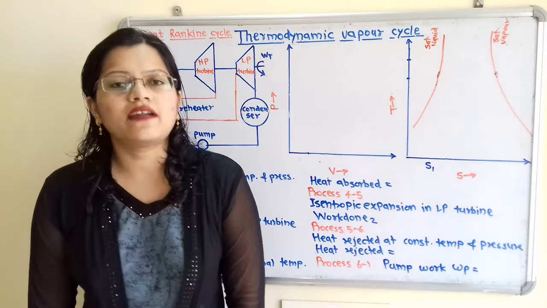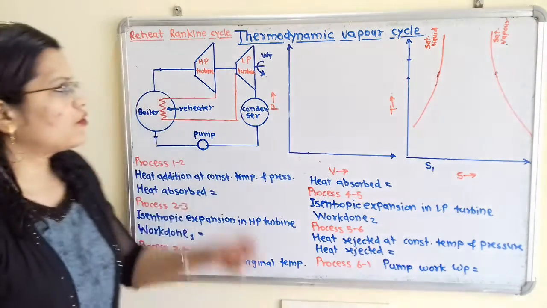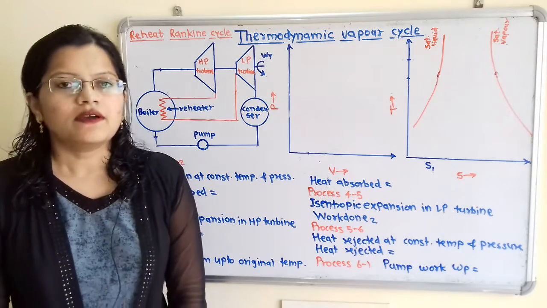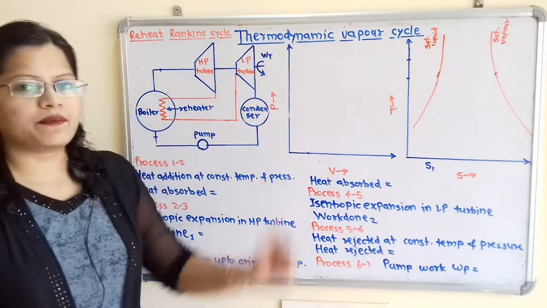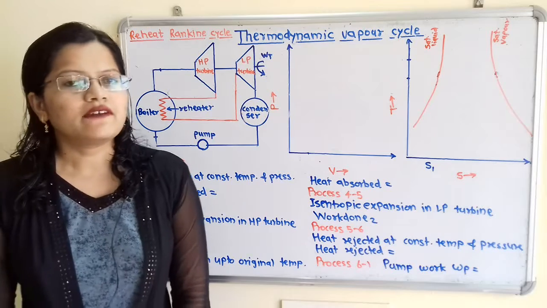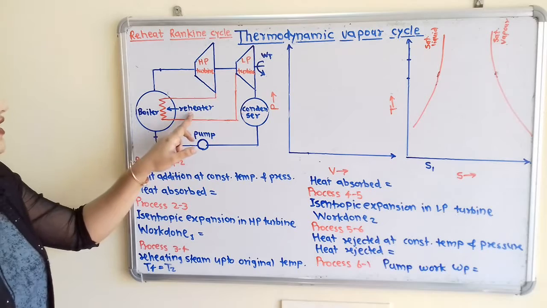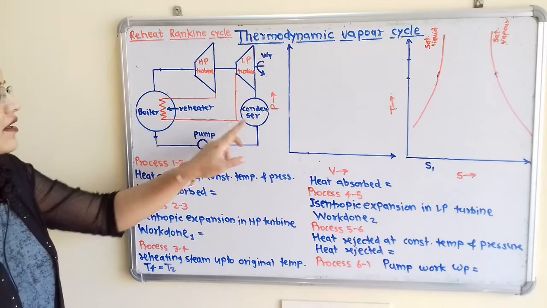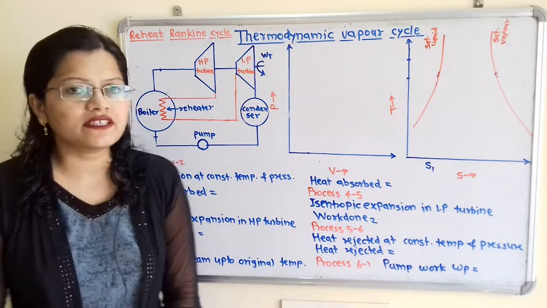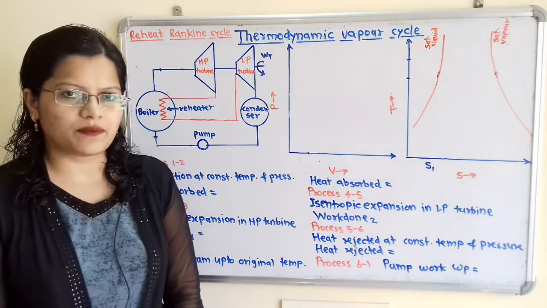Let us understand how to draw pressure, volume and temperature entropy diagram for reheat Rankine cycle, which is a thermodynamic vapor cycle. As this is a thermodynamic vapor cycle, steam is used as a working substance. If we observe the diagram, here are the boiler, high pressure turbine, reheater, low pressure turbine, condenser and pump, the main components through which the working substance is passing when the different processes are taking place.